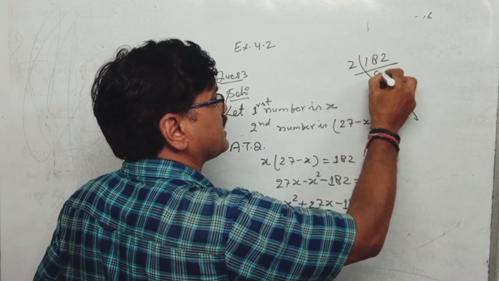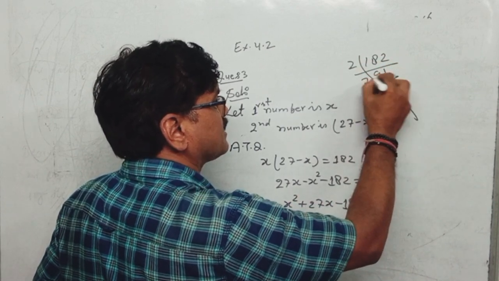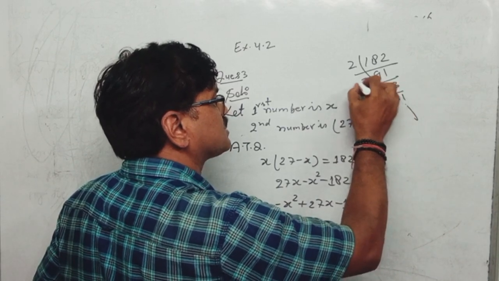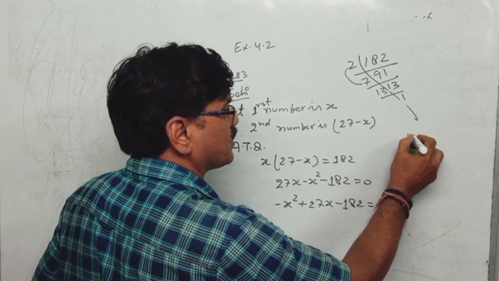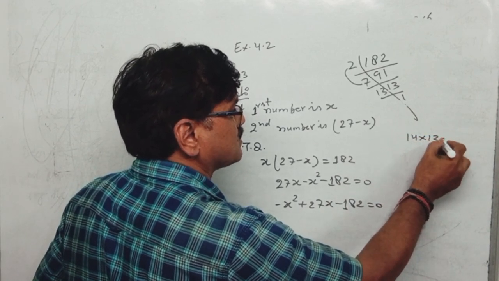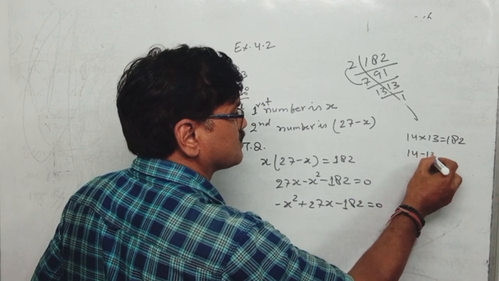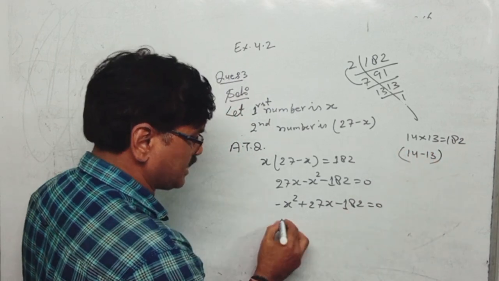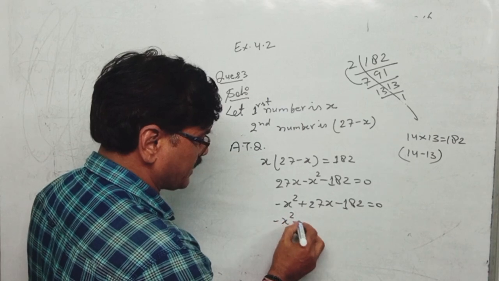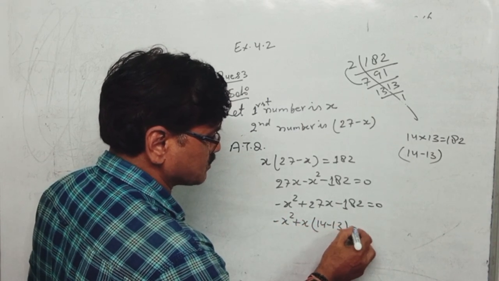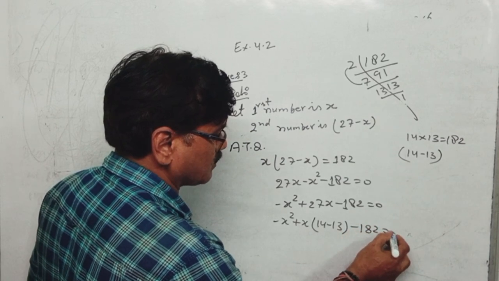2 nines are 18, 2 ones are 7, 13. So 7 twos are 14, 14 into 13 is equal to 182, and 14 minus 13 is equal to 1. So this value we put here: minus x square plus x in bracket 14 minus 13 close, minus 182 equal to 0.